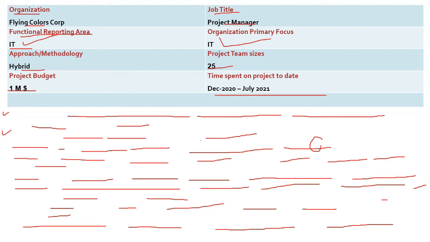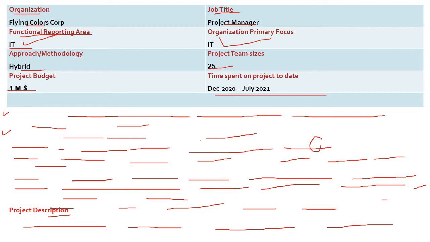Then here you indicate which method was used to complete your project: hybrid, adaptive, or predictive. And this is the project team size, so the exact number of team members you handled in this project you mention here. And this is the project budget, and this is the project duration, start and end.